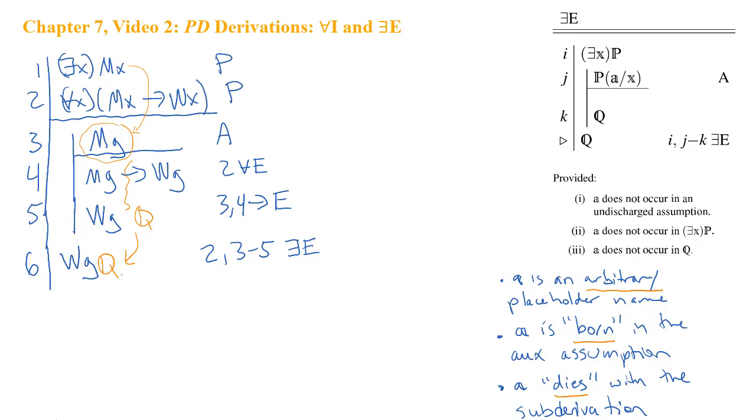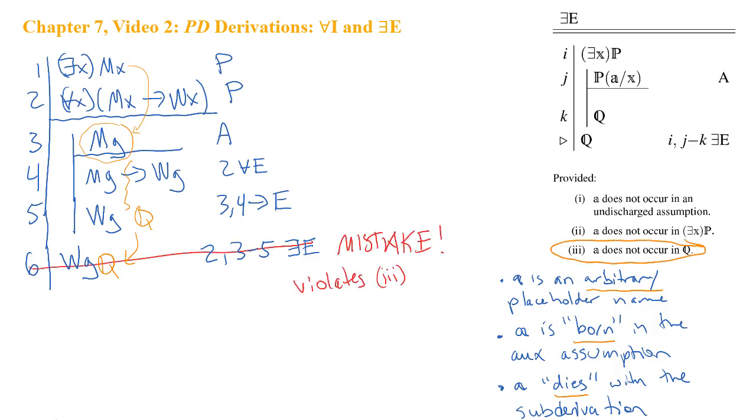What's the problem? Well, pretty clearly we've violated the 3rd restriction here. Restriction 3 says that the constant we introduce in the assumption, in our case g, does not occur in the q that we pull out, but very clearly it does. So we violated that restriction. And that restriction is designed to prevent a certain invalid inference or incorrect derivation from occurring. So we have to abide by that restriction.